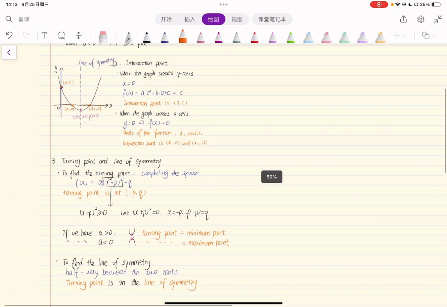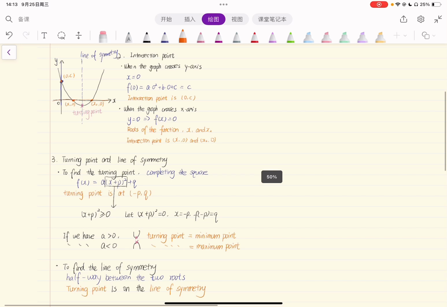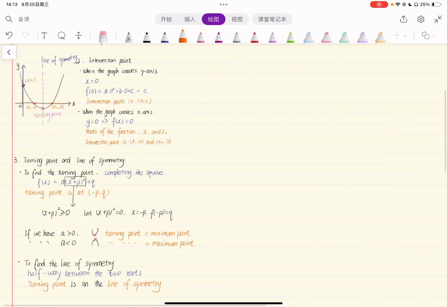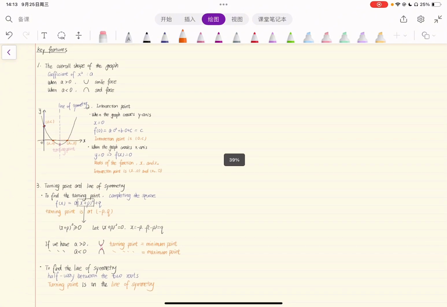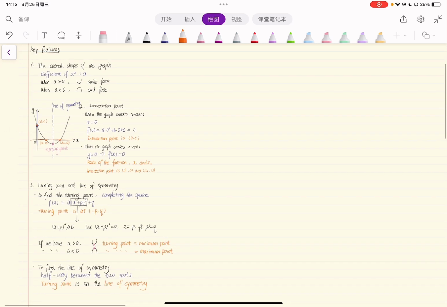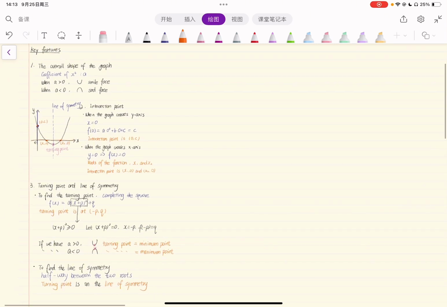Let's make it bigger to see. And you see the graph. So those are all the features that we use to sketch the graph, to sketch the quadratic function.